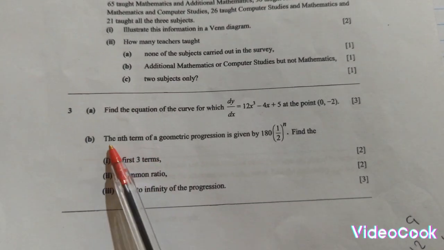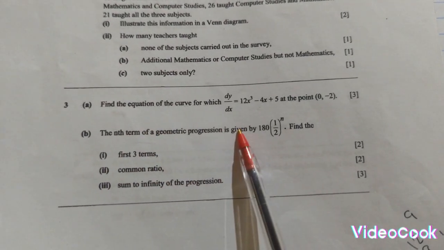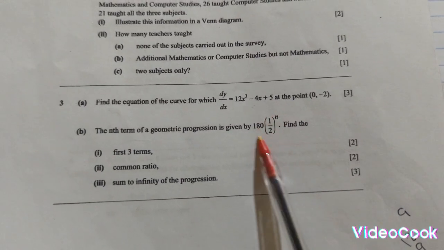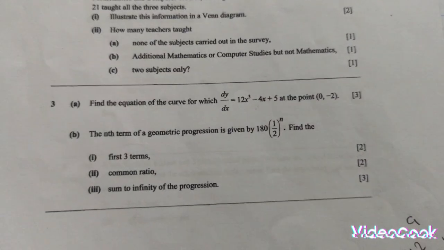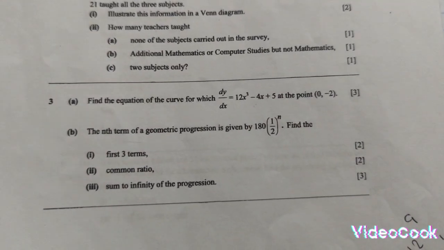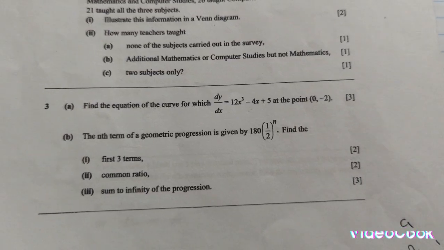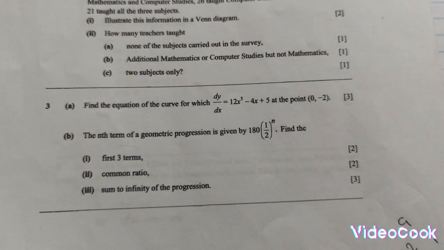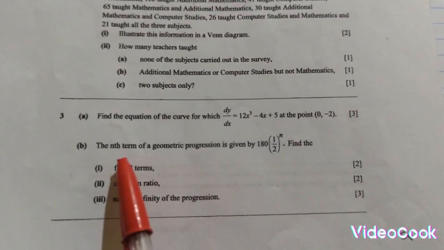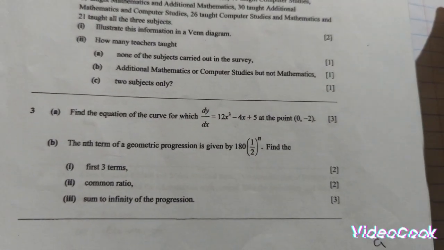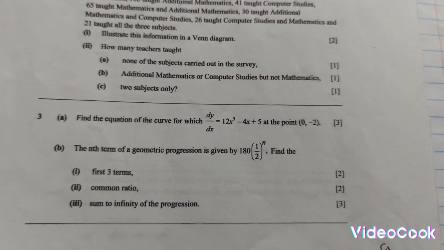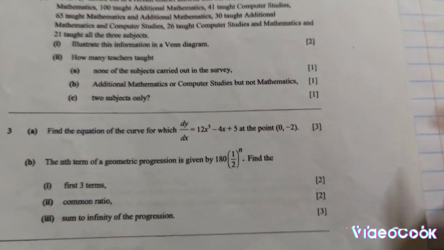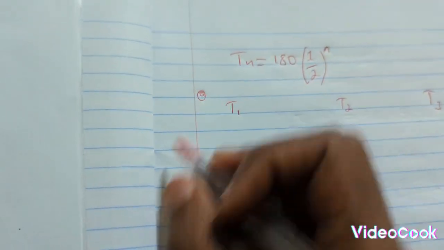We come to question number 2. The nth term of the geometric progression is given by this formula. So this is the nth term formula that we are given. Then find the first 3 terms. So we need to find our first term, our second term, then our third term, because they have told us to find the first 3 terms.